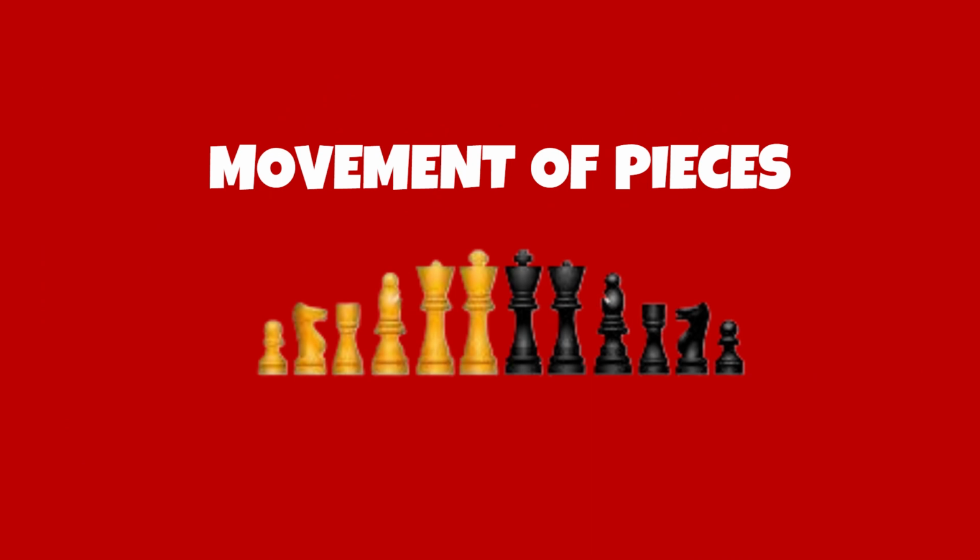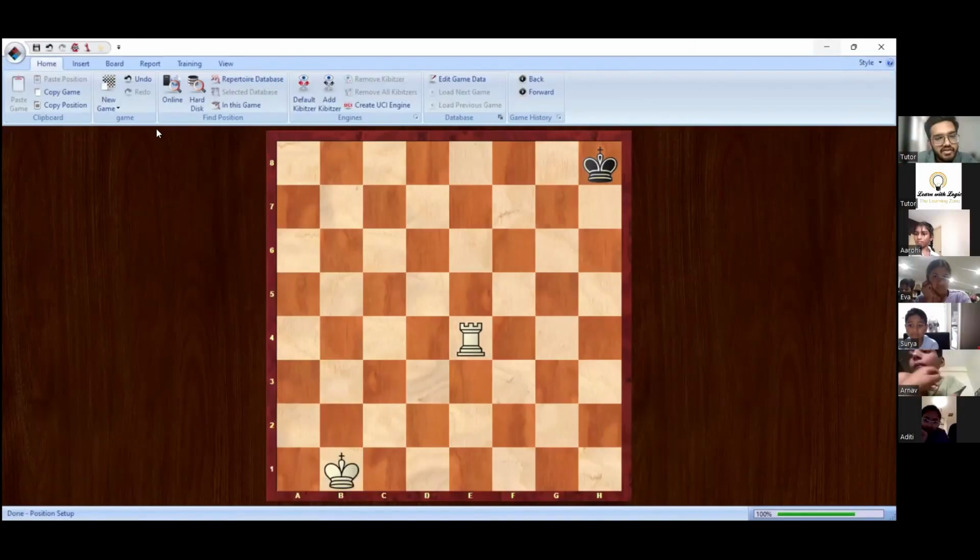Now let's move to the movement of the pieces. How do the pieces move in chess? Start with the rook. I will tell you how the rook can move in a standing line and a sleeping line as many steps as we want.